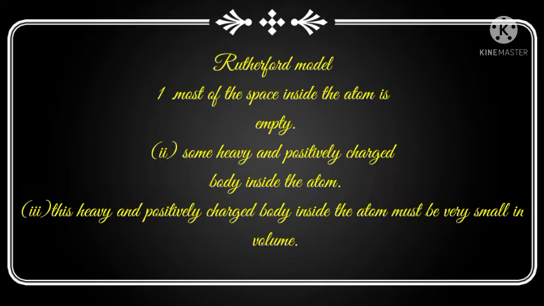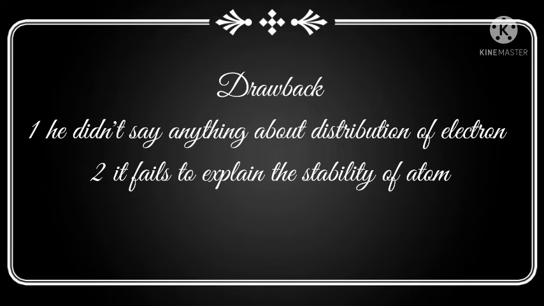Now Rutherford's model, based on the conclusions. First, most of the space in an atom is empty. Second, there is some heavy and positively charged body inside the atom. Third, this heavy and positively charged body inside the atom must be very small in volume. Now the drawbacks. First, he didn't say anything about the distribution of electrons. Second, he failed to explain the stability of the atom.